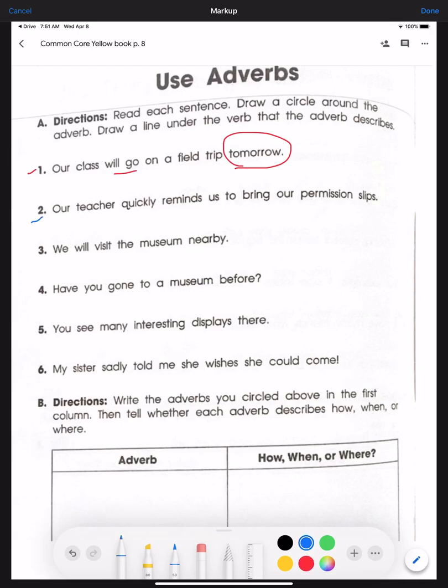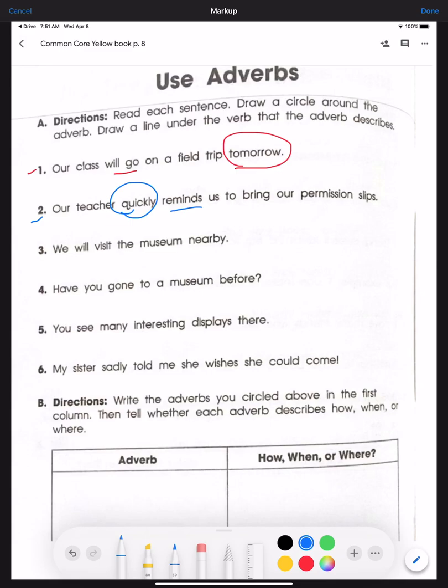Number 2. Our teacher quickly reminds us to bring our permission slips. What is the action? What is the teacher doing? Underline that word. Our teacher quickly reminds us. What is she doing? She is reminding, or he is reminding you. And how, when, or where are they reminding you? How does that teacher remind you? They remind you, or he or she reminds you quickly.